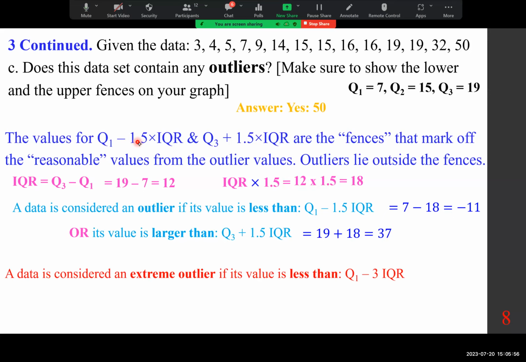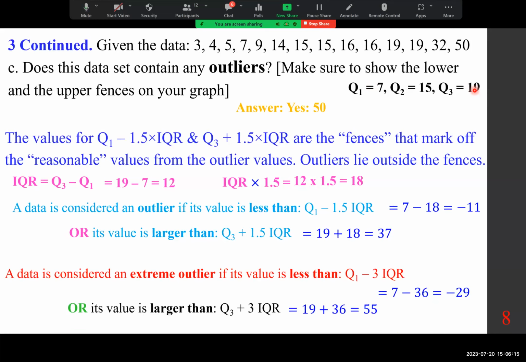Now, for your information, instead of 1.5, if we use 3, it's called an extreme outlier. So you multiply this one by 3, it becomes 36. 7 minus 36, 19 plus 36. So 7 minus 36 is minus 29. 19 plus 36 is 55. We don't have to worry about that normally, but in case they ask, outliers are within 1.5 of IQR, but for extreme outliers, instead of 1.5, we have a factor of 3.